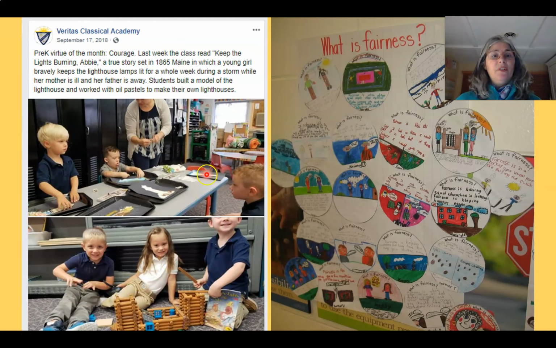Here's some examples. So here, this is a pre-K class. They had read the book, Keep the Lights Burning, Abby. This was a true story. I actually have it in my homeschool curriculum as well. And so then after reading the book, they followed it up with some hands-on activities to reinforce the book. Here we have some great art activities that were done on fairness.